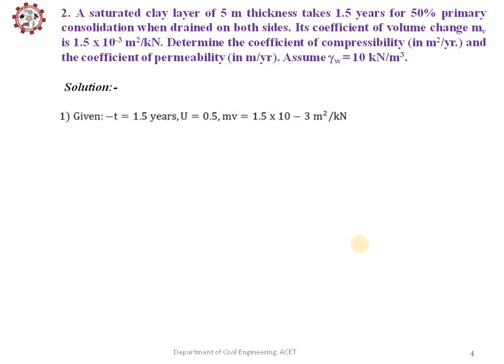So here, whatever is given we are writing down. t is given, U is 50%, and mv, the coefficient of volume change, is given to us. So d is to be calculated. It is with respect to the drainage, whether one-sided or both-sided. If it is both-sided drain, then d will be total layer thickness upon 2. So that comes to 2.5 meter.